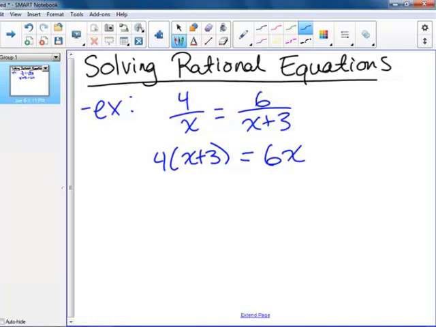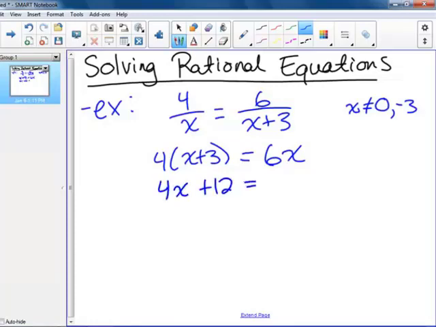Now, before we keep going, the one thing that's different now is we need to think about what x cannot equal. In this case, in the first fraction, x could not equal 0, and then in the second one, x could not equal -3, because then we'd get a 0 on the bottom. So we'll always note that, and then we'll talk about what happens if we get that to be an answer. So let's keep going with this one.